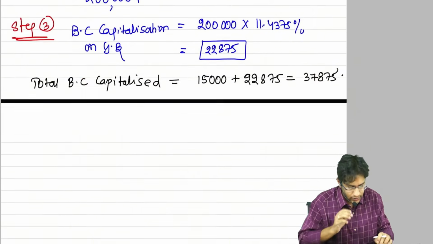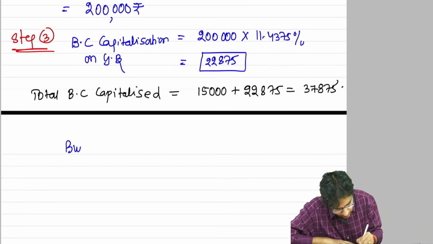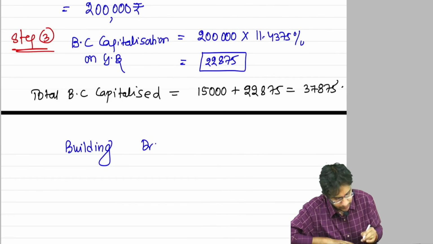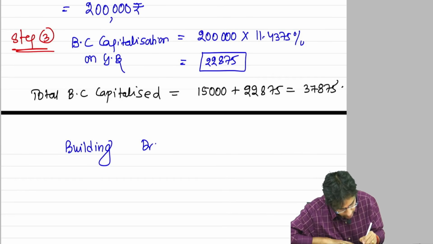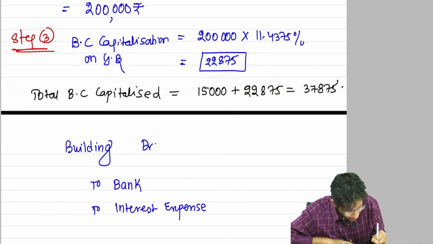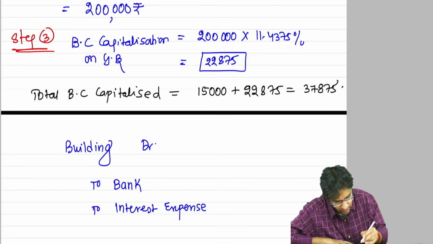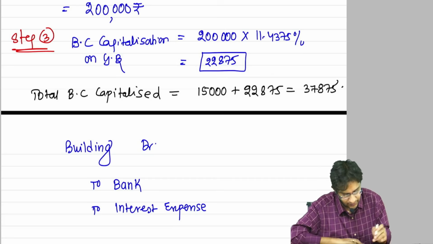By the way, in this question they also asked for a journal entry for this entire thing. Write the entry, sir. Building account debit, to bank, to interest expense. I mean, presuming that this is correct only, actually. This is the best way of writing this.